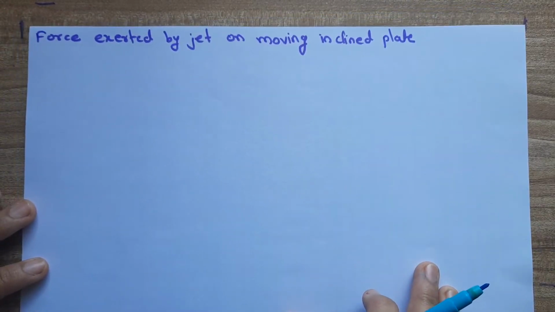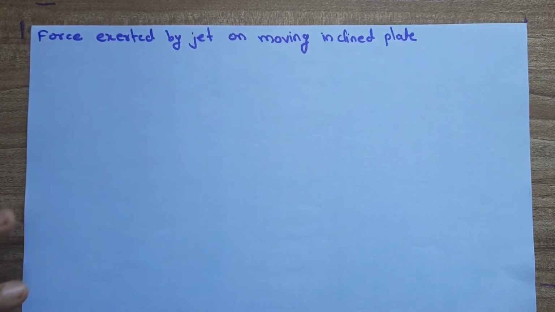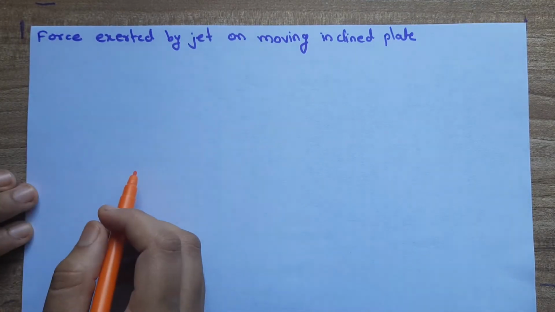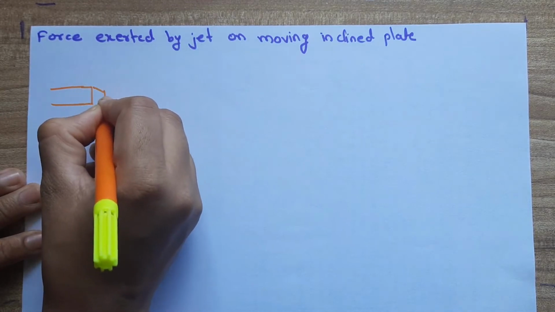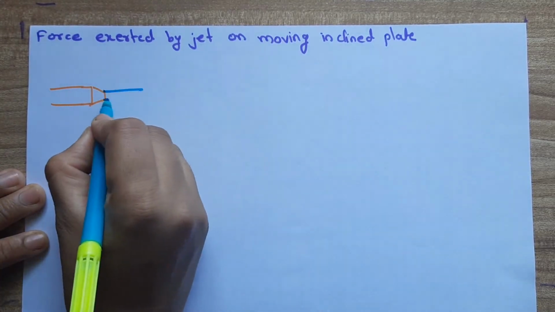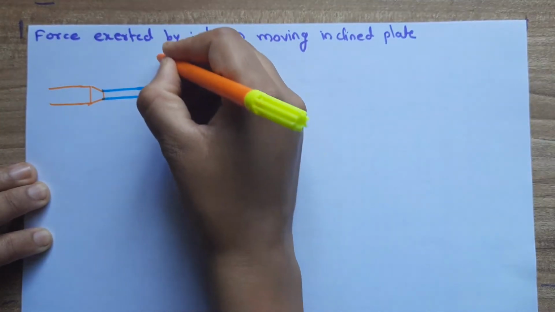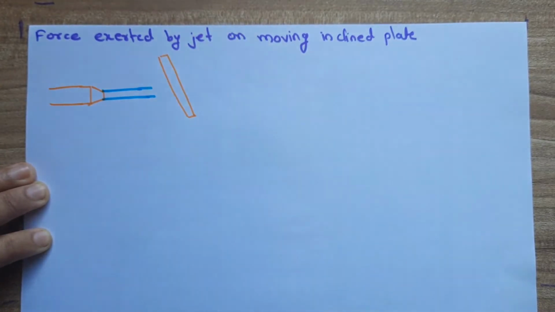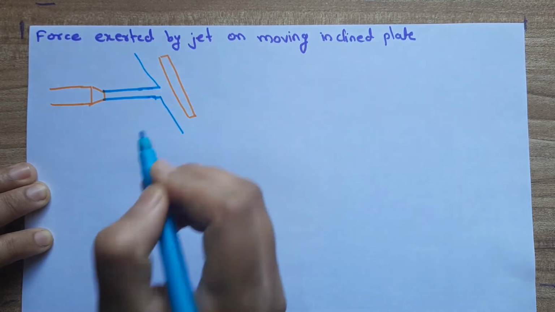Let's see the next topic, that is force exerted by a jet on a moving inclined plate. Now here we are keeping the plate moving. So let's say this is our pipe having a nozzle again, and there is a jet of water coming out of it and going to strike on a plate which is inclined at an angle of theta. After striking, the water will be diverted into two directions.